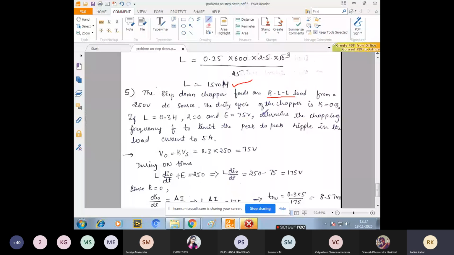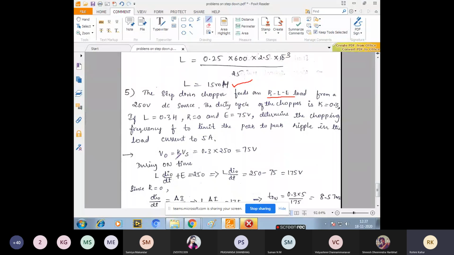Okay. Now we know what is duty cycle, we know what is the voltage source, we know what is the load parameter, that is R, L and E values we know. We need to determine the chopping frequency F, and we need to determine the peak to peak ripple current in this particular case. Okay, so initially write down what are the given parameters. It is Vs, L, R and then E followed by K.